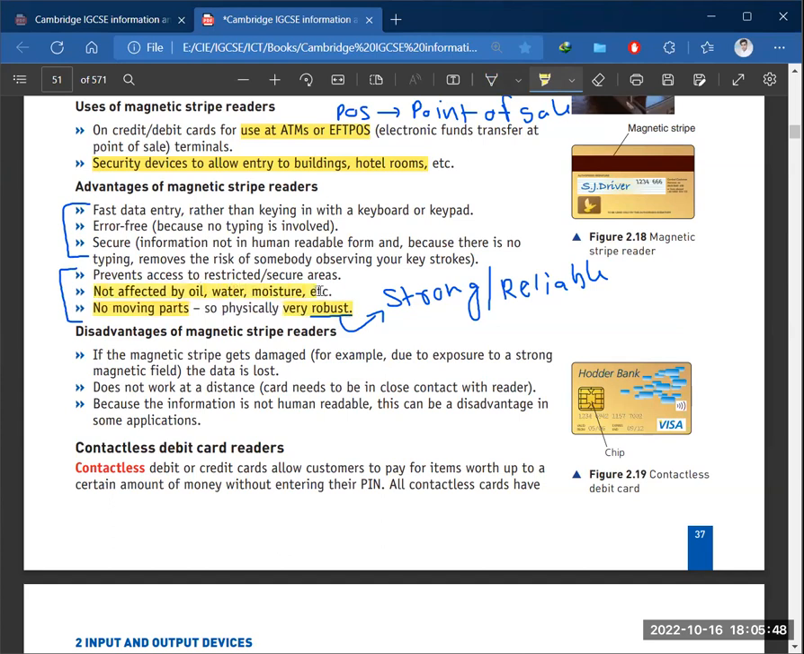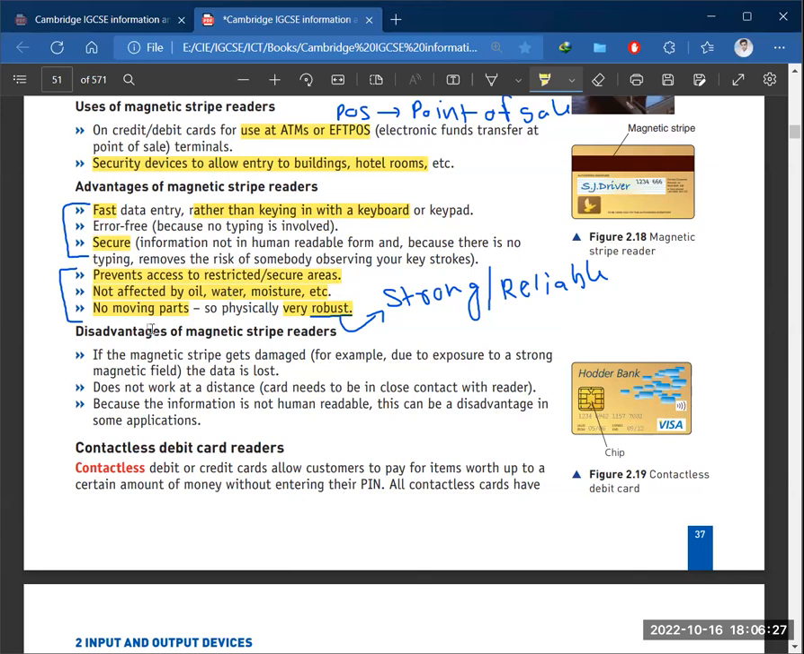Not affected by oil, water, moisture, whatever you want on this, just don't drop it into the cooker when you're cooking food. It is going to work. And after that, that's about it for the advantages. Main thing is it's very fast, rather than keying into the keyboard. We're lazy, we just use a card, we can't type on a keyboard. And it's also more secure because no typing, nobody can see from behind you, no stealing of information, and it prevents access to restricted areas. So it's used for security devices, we know that already. Any questions?